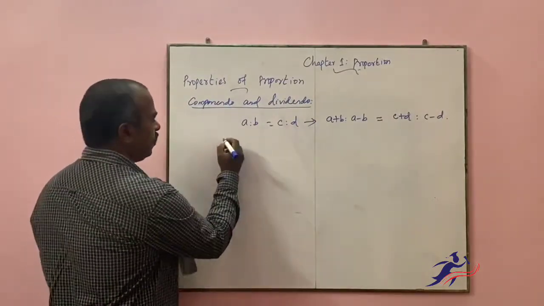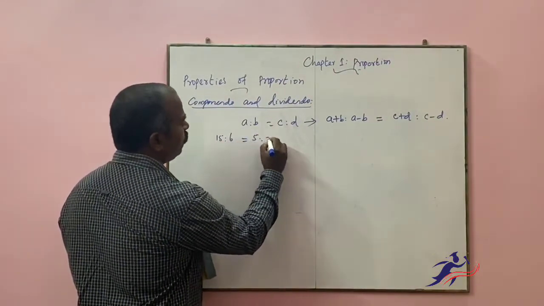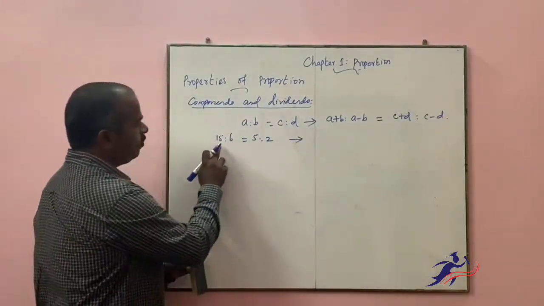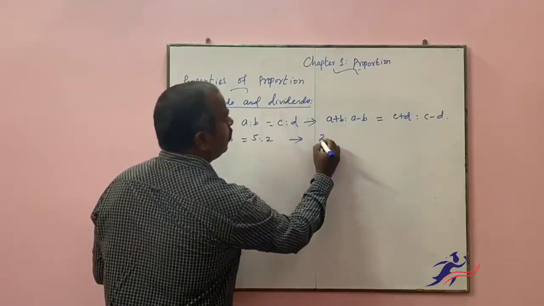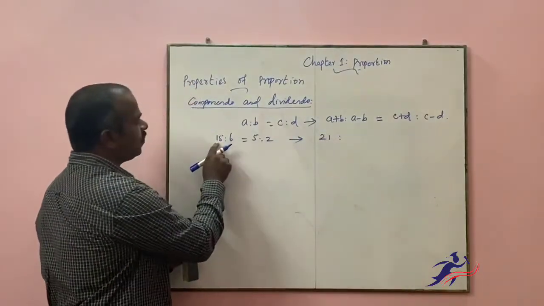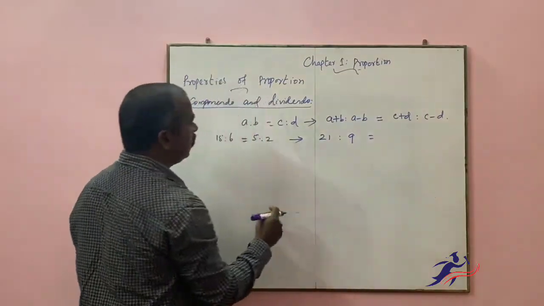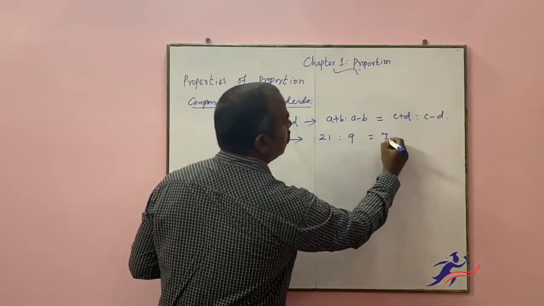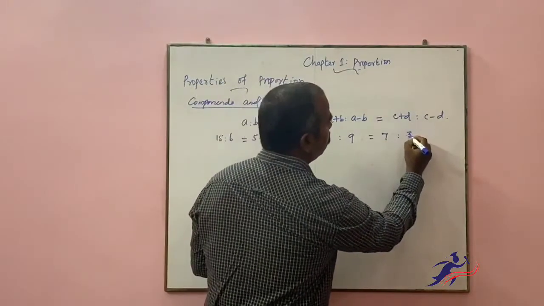Now let us check with the same example, that is 15 is to 6 equal to 5 is to 2. That implies A plus B, that is 15 plus 6, that is 21, is to A minus B, that is 15 minus 6, that is 9, is equal to C plus D, so 5 plus 2, that is 7, is to C minus D, that is 5 minus 2, that is 3.